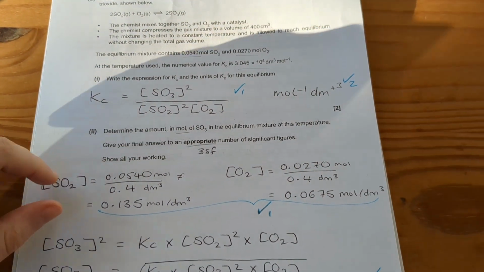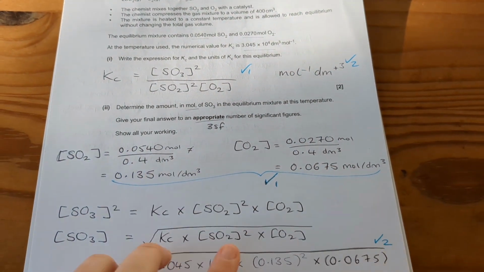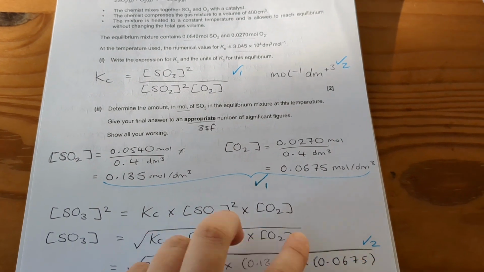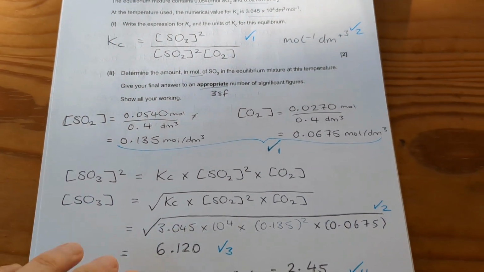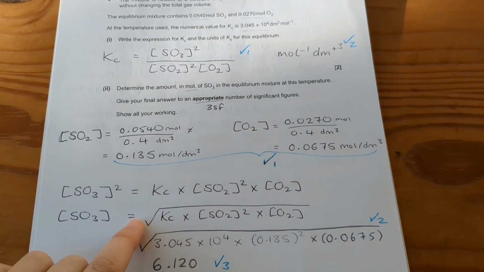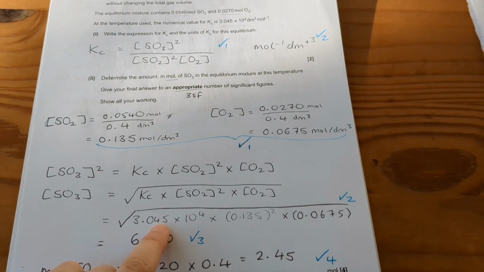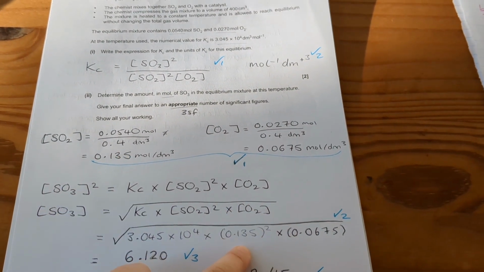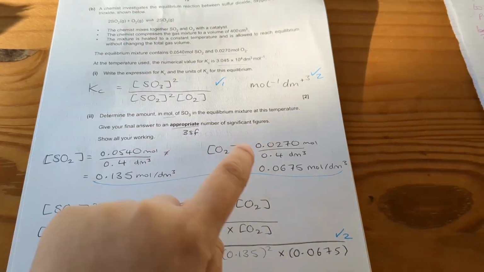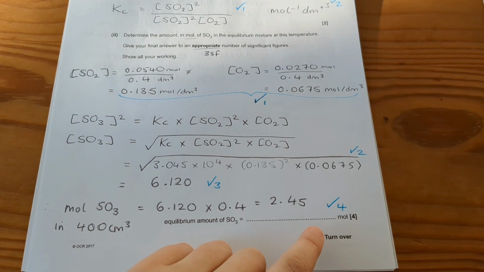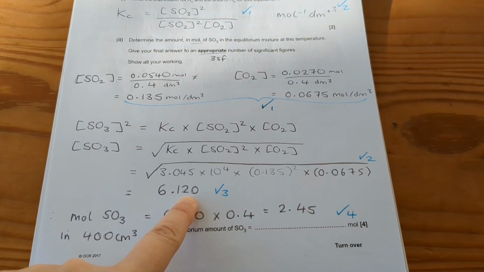So to get concentrations, we do moles over total volume. After we've got our concentrations, we can plug them into the expression and rearrange in terms of the SO3 which we want to find. We need to remove this squared. To do that, we're going to square root both sides, and then we just plug our numbers in. That's the Kc, that's the SO2, raised to the number of moles, because there's two lots in the balanced equation, and that is the oxygen. And we get 6.12. That's a concentration in moles per decimeter cubed.